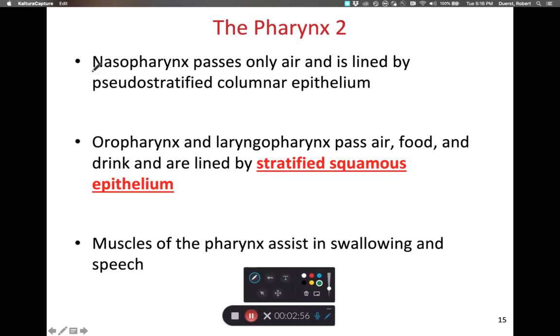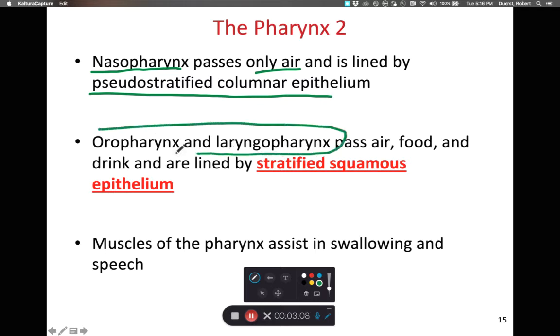As we look at the nasopharynx, it only has air going through it, and it's going to have the respiratory epithelium, the pseudostratified columnar epithelium. The oropharynx and laryngopharynx, which have food and drink going through them, have a stratified squamous epithelium lining them, and this means that they can resist frictional forces.